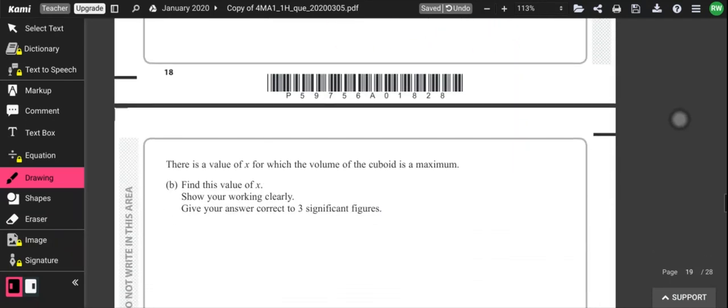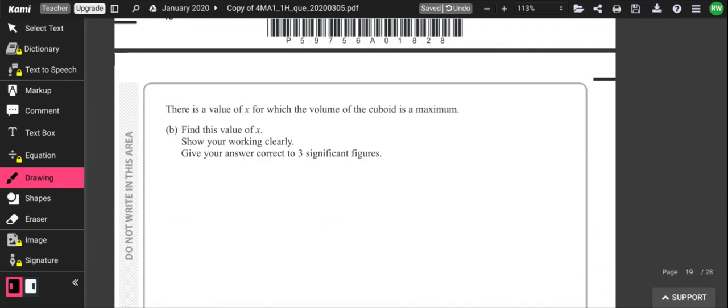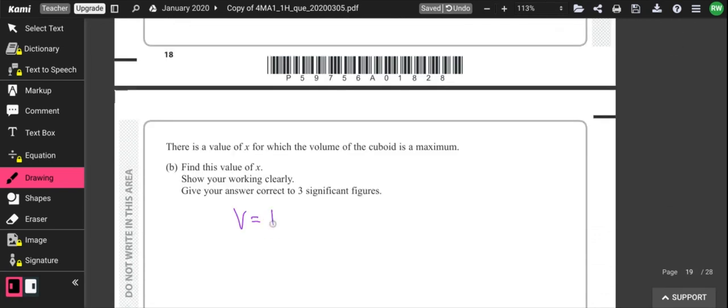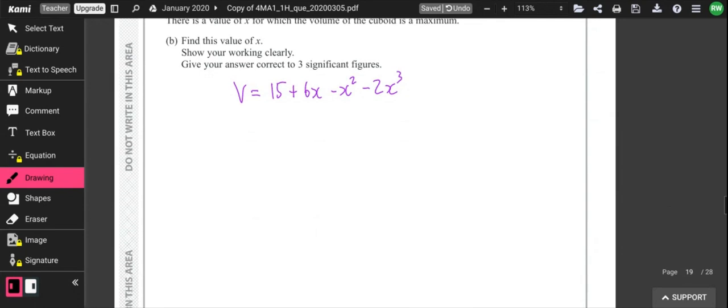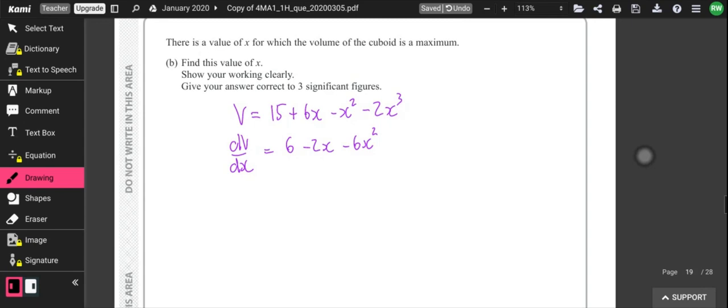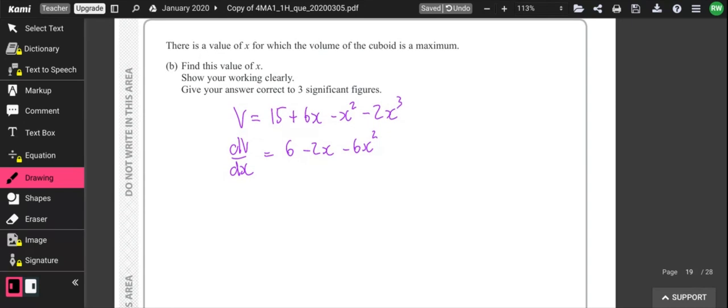Then we have to do some differentiation. So the volume was 15 plus 6x minus x squared minus 2x cubed. So when we differentiate that, dV by dx, we get 6 minus 2x minus 6x squared. And it wants us to find the maximum value for this. So we're going to need to put that equal to 0.